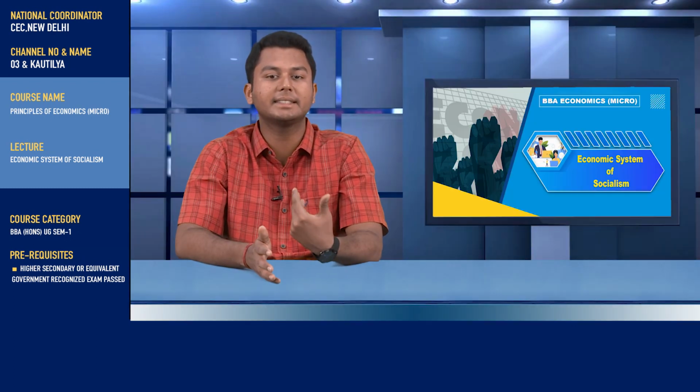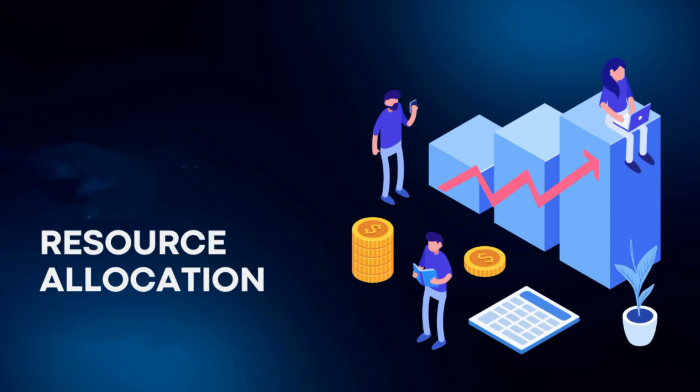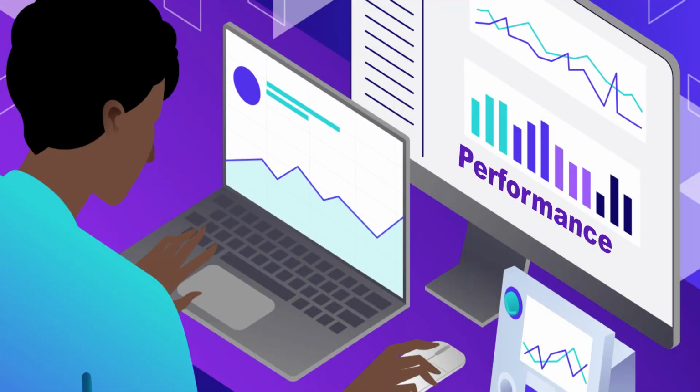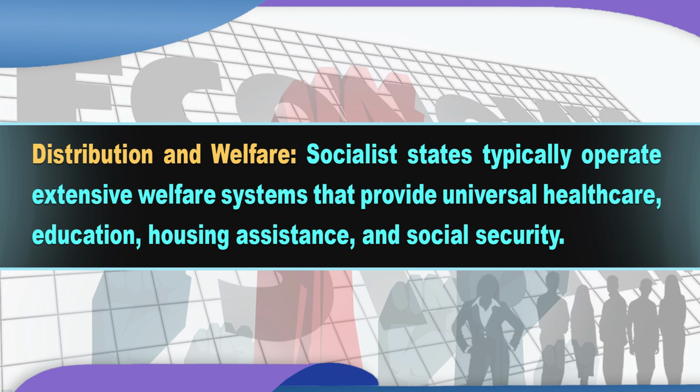Government planning agencies analyze economic data sets and set the production targets, allocate resources and monitor performance. This central coordination is intended to eliminate the waste and inefficiency that socialists argue result from market competition. Socialist states typically operate extensive welfare systems that provide universal health care, education, housing assistance and social security. The government ensures that basic needs are met regardless of individual economic circumstances.